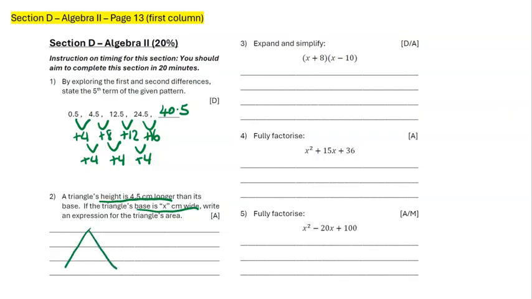So let's start by sketching this hypothetical triangle. So there's my triangle there. I know that the base is x from the question, which means the height would have had to be x plus 4.5, because it's 4.5 centimeters longer.